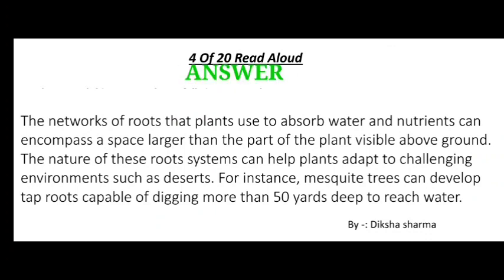The networks of roots that plants use to absorb water and nutrients can encompass a space larger than the part of the plant visible above ground. The nature of these root systems can help plants adapt to challenging environments such as deserts. For instance, mesquite trees can develop tap roots capable of digging more than 50 yards deep to reach water.